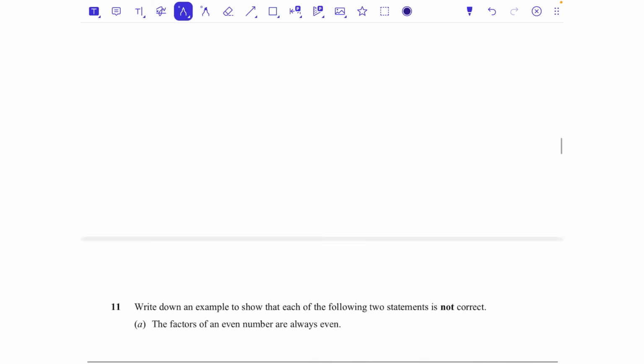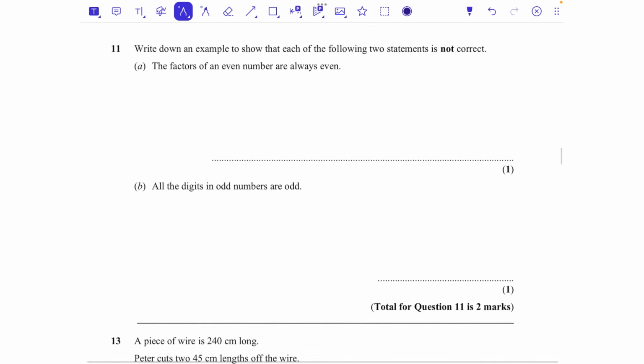Okay, question number 11. Write down an example to show that each of the following 2 statements is not correct. The factors of an even number are always even. So we want to find an example that makes this not true. So they are saying the factors of an even number are always even. So let's take 10, for example. 10 is an even number. What are the factors of 10?